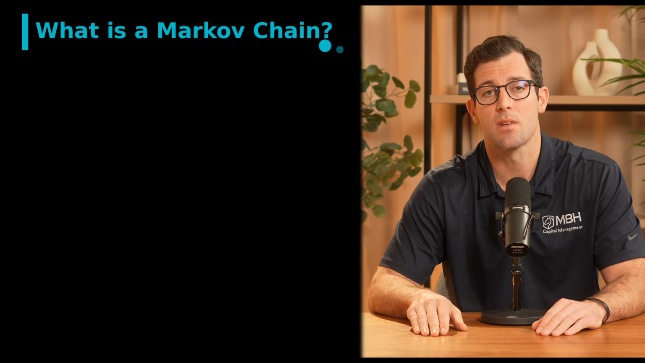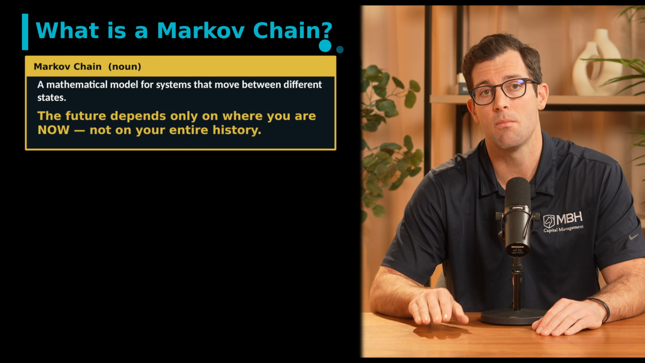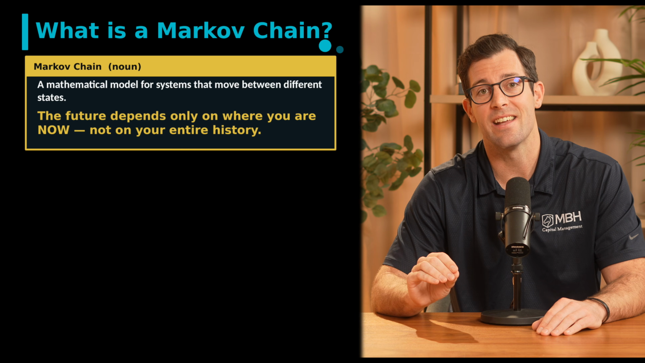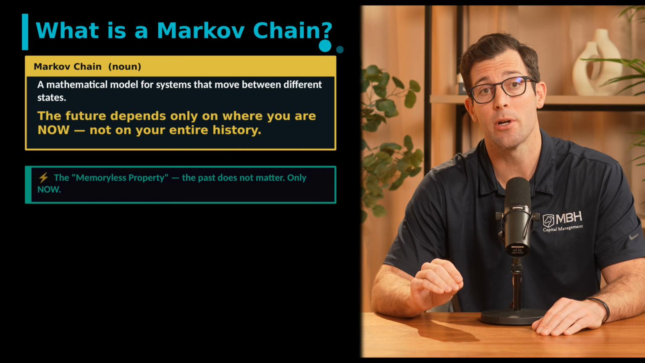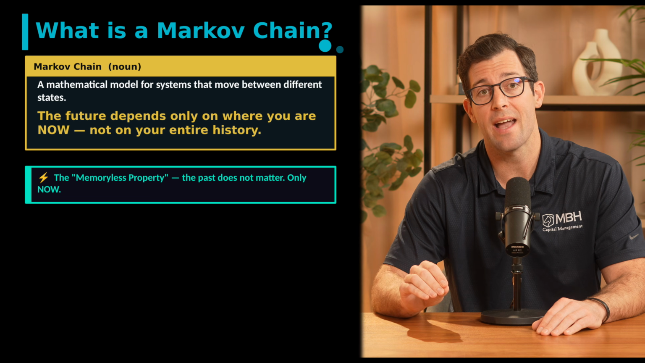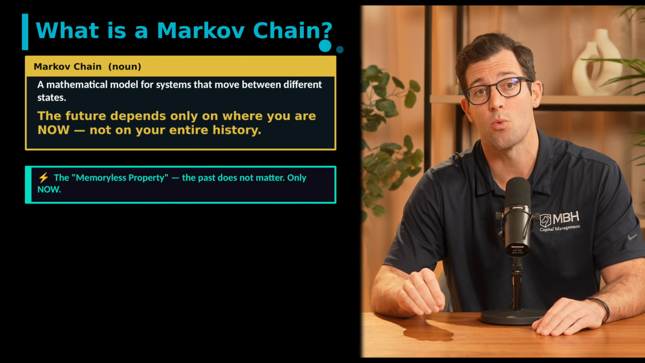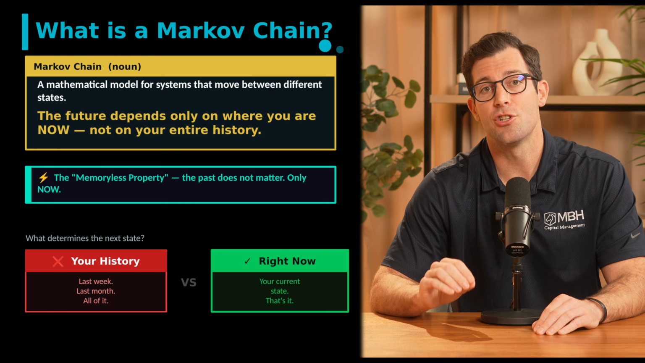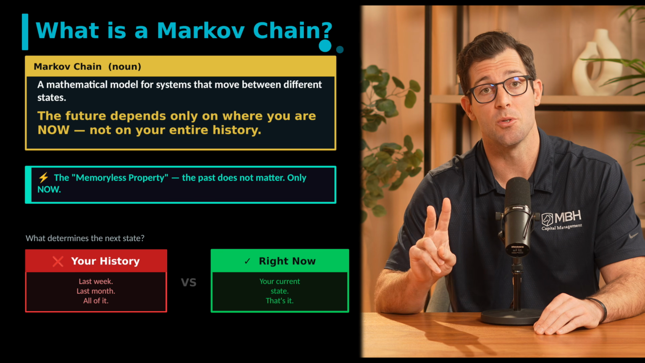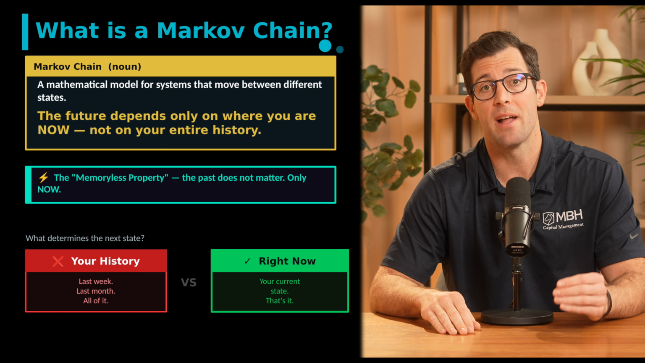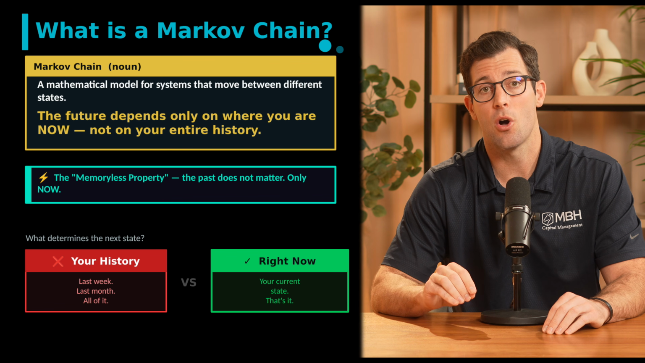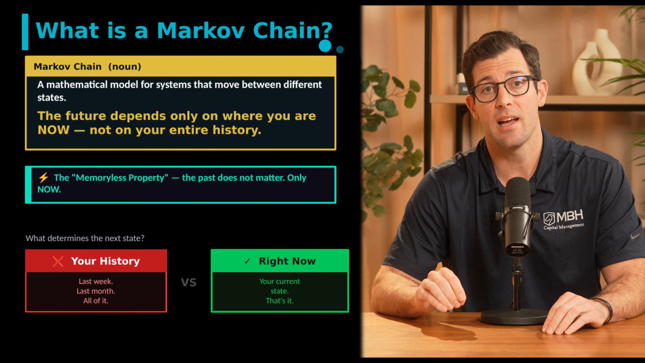Let's start simple. A Markov chain is a mathematical model for systems that move between different states. The key insight is something called the memoryless property. Where you go next depends only on where you are right now, not the entire history. A Markov chain is just a system that moves between states, where the future depends only on where you are now, not how you got there. That's called memoryless.